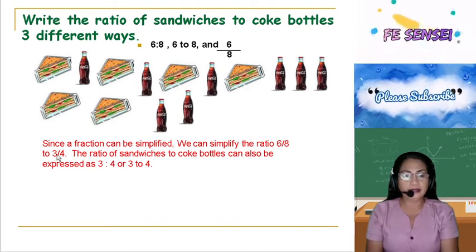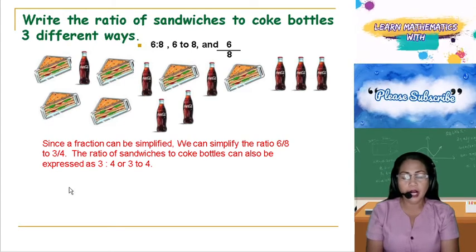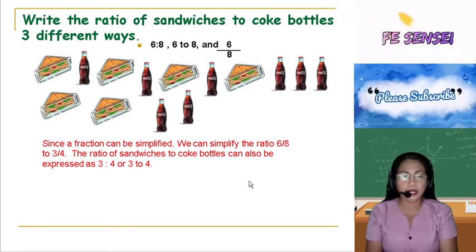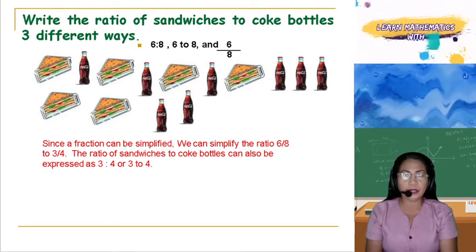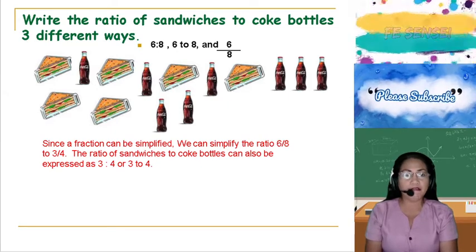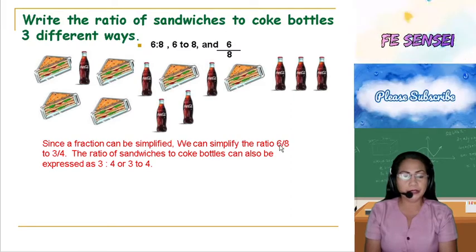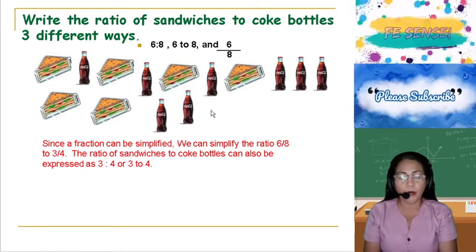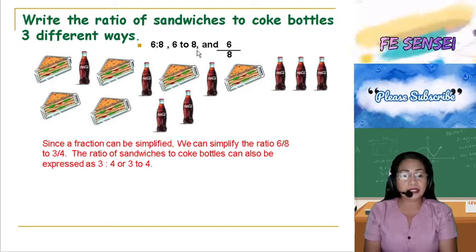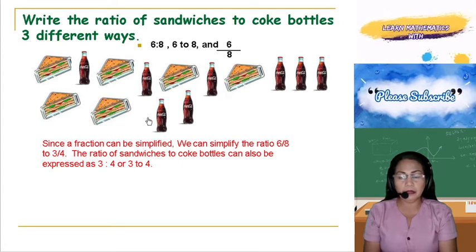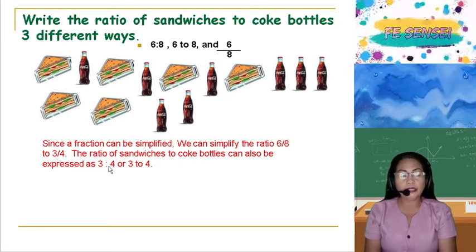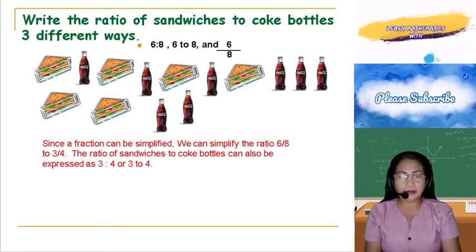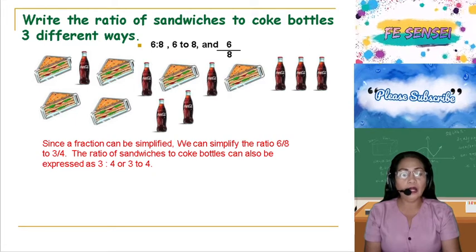Why? We're going to get the GCF, or the greatest common factor, of the numerator 6 and the denominator 8. The GCF of 6 and 8 is 2. Therefore, we divide both numerator and denominator by 2 to simplify. 6 divided by 2 equals 3, and 8 divided by 2 is 4. So the ratio 6 to 8, 6:8, and 6 over 8 can be written as 3 over 4, 3 is to 4, or 3 to 4. That's how to write the ratio in simplest or lowest terms.